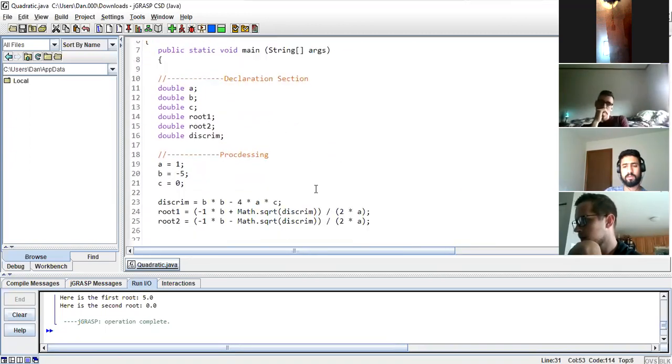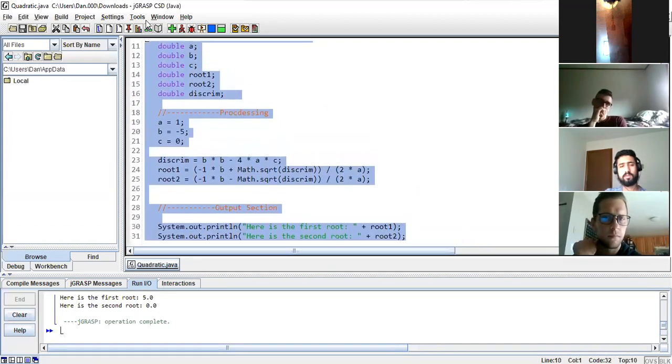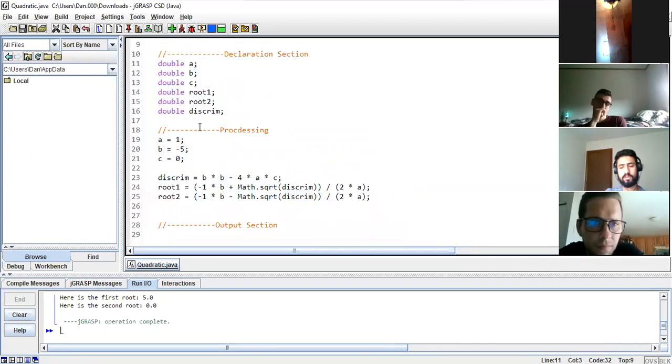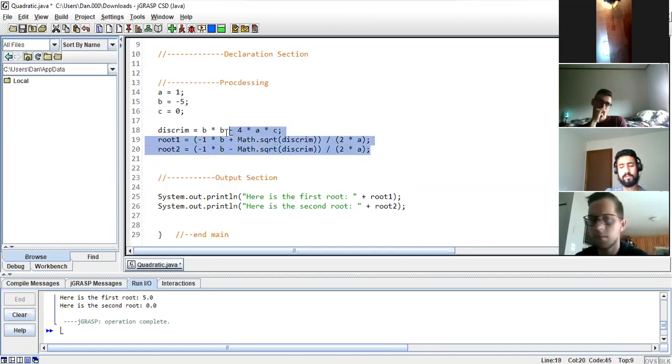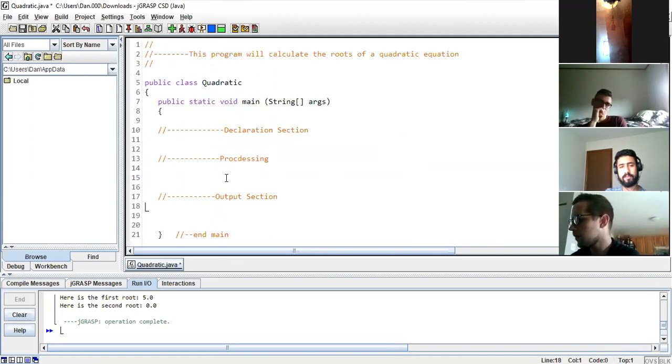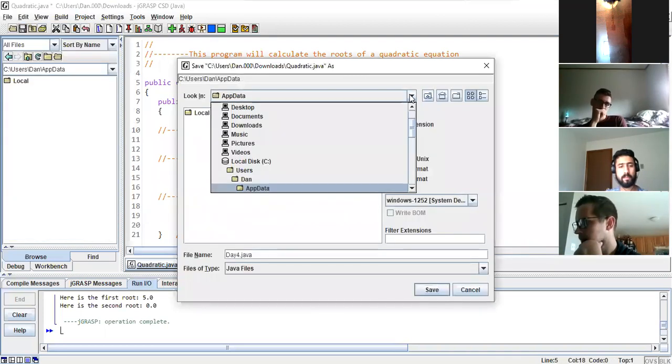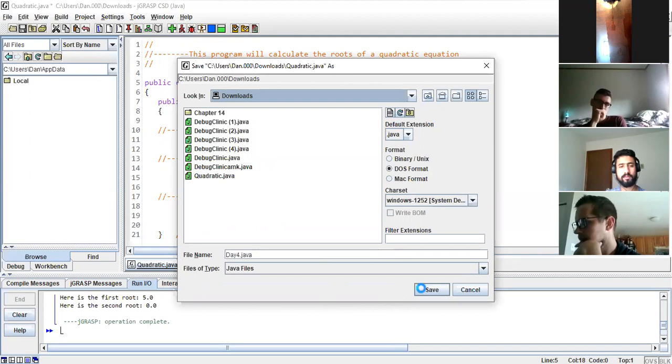All right, I saved that. And I'm now going to start back in chapter 2. I'm going to take all this program and delete all the code out. And I'm now going to name this something else. I'm going to come up with a new program. I'm going to call it day 4. How's that? So now I'm going to do a file save as. And I'm going to save it in my downloads. And I'm saving day 4.